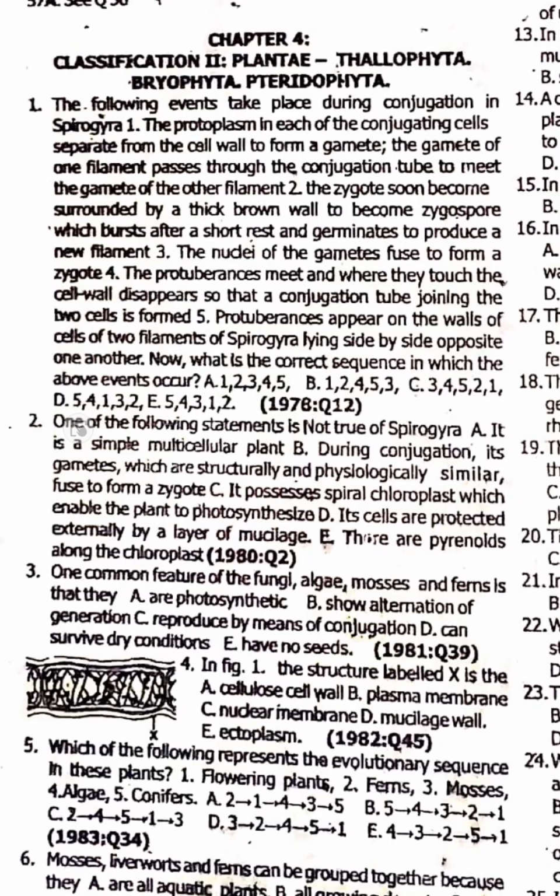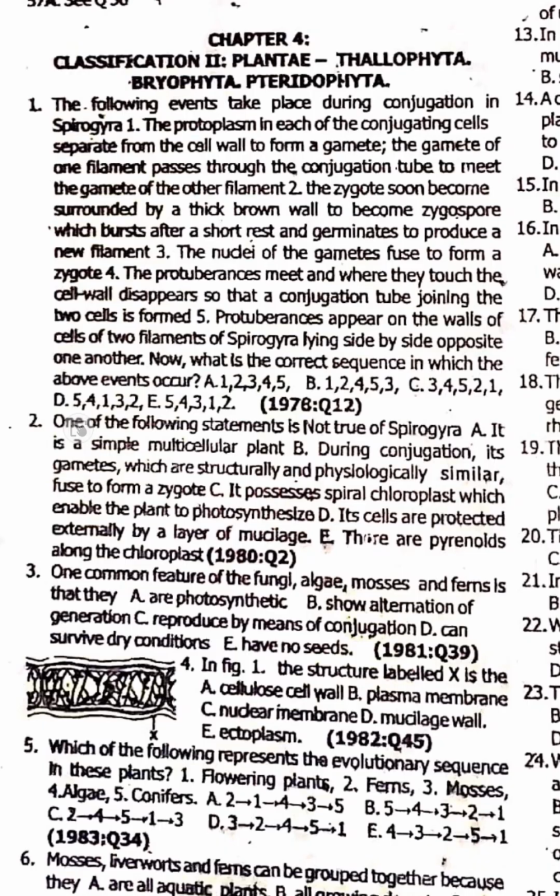The correct answer is option D, which is the first one. Protuberances will appear on the walls of the cells of two filaments of Spirogyra lying side by side, opposite one another. Now, that's D. Number one is D, right? Then 5, then 4. After 5, 4 will happen. The protuberances will meet, and when they touch, the cell wall will disappear, so that a conjugation tube would form and start joining. The next one is the 1.